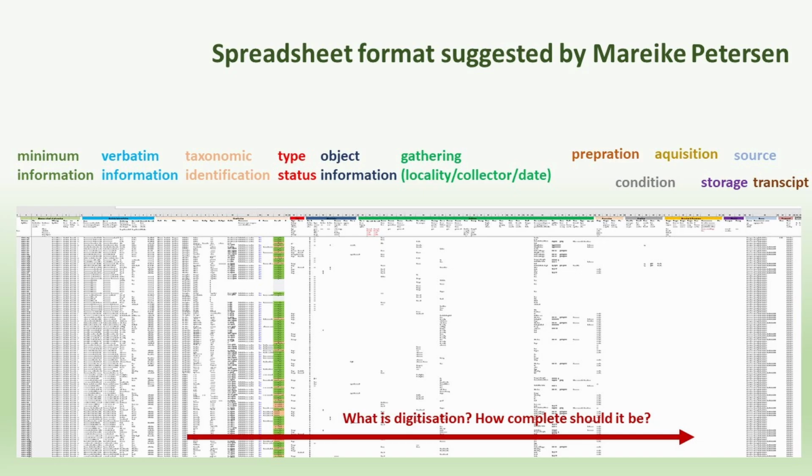So the idea is to try and get this data as correct or as detailed as possible. But this does introduce an interesting question. What is digitization? What do we mean? How complete should this data be before you can really sit back and say, yes, we have digitized our collection? And I'm not sure what the answer is, but that's something that we perhaps need to think about as museum curators and museum collection managers.